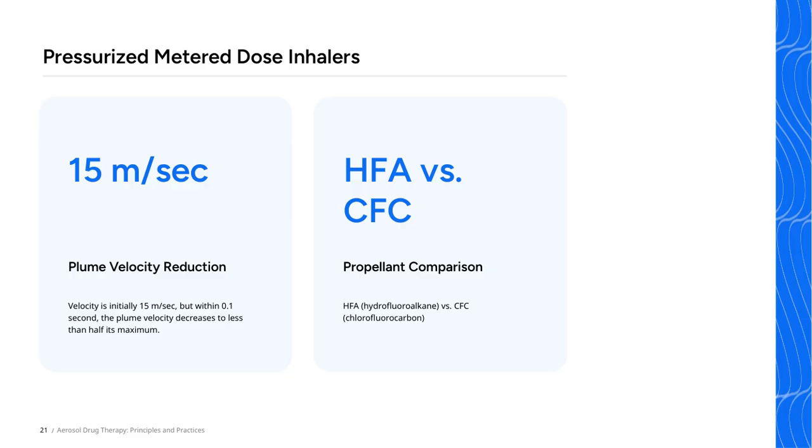When the inhaler is actuated, the plume initially travels at about 15 meters per second. However, within just 0.1 seconds, that velocity drops to less than half, which helps improve drug deposition in the lungs and reduces oropharyngeal side effects. Understanding these differences is crucial in optimizing aerosol drug therapy and ensuring effective, safe delivery of medication.